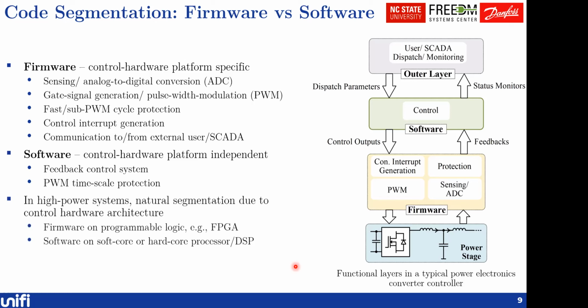Now, in very high-end applications, this type of segmentation happens inherently. What I mean by that is, let's say if you have a multi-megawatt system like this, what you end up usually doing is that your firmware is implemented typically using an FPGA. And then the software part is implemented in, let's say, a soft core or a hardcore CPU. But if you don't have that, then you will have to make an effort to ensure this.